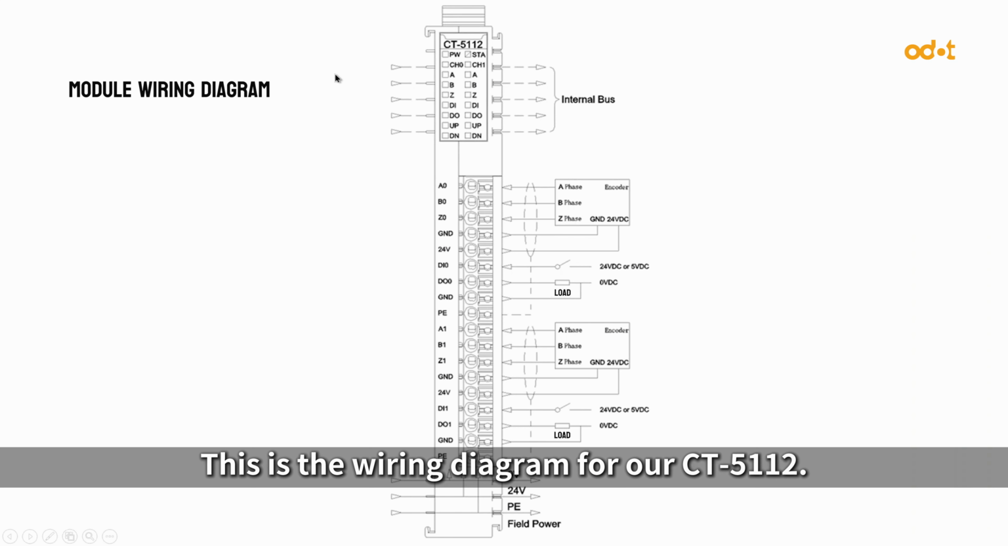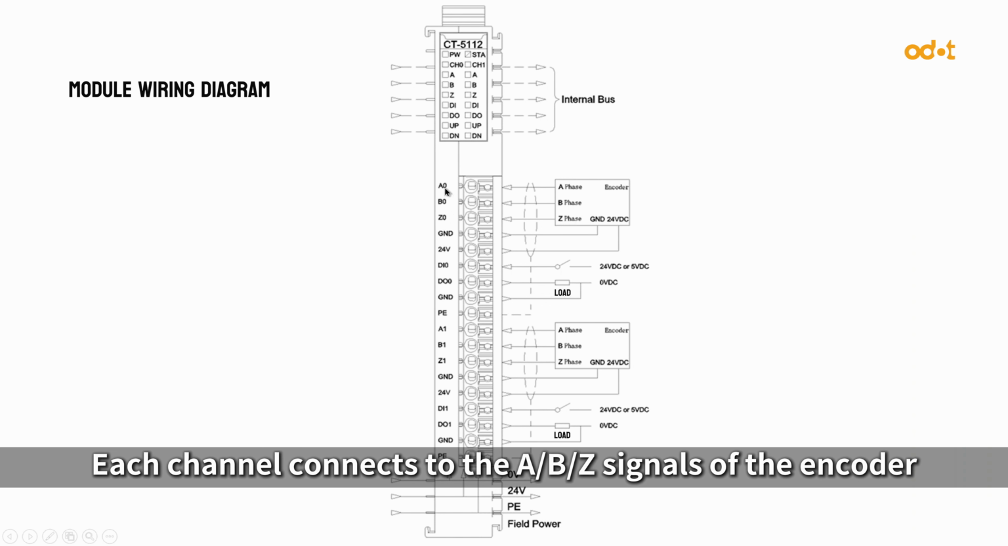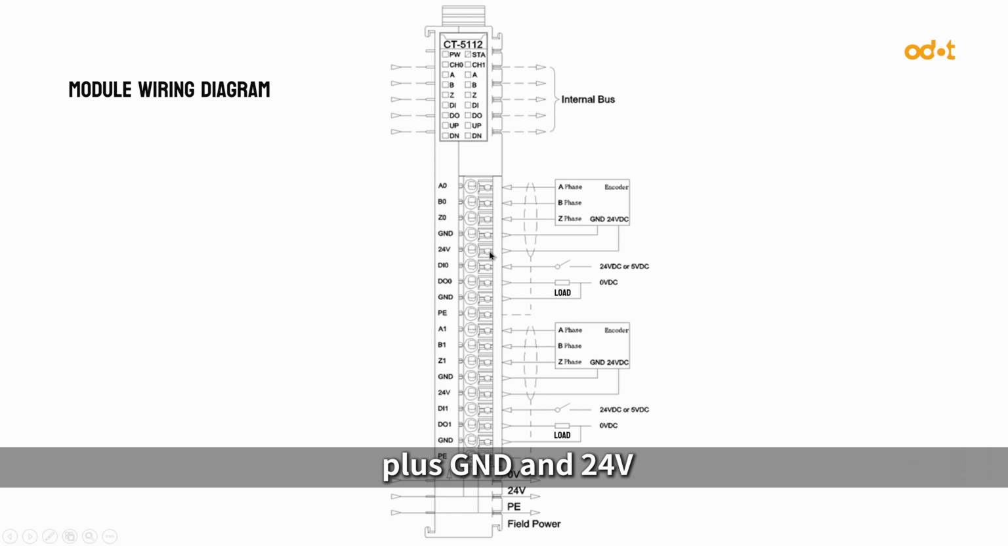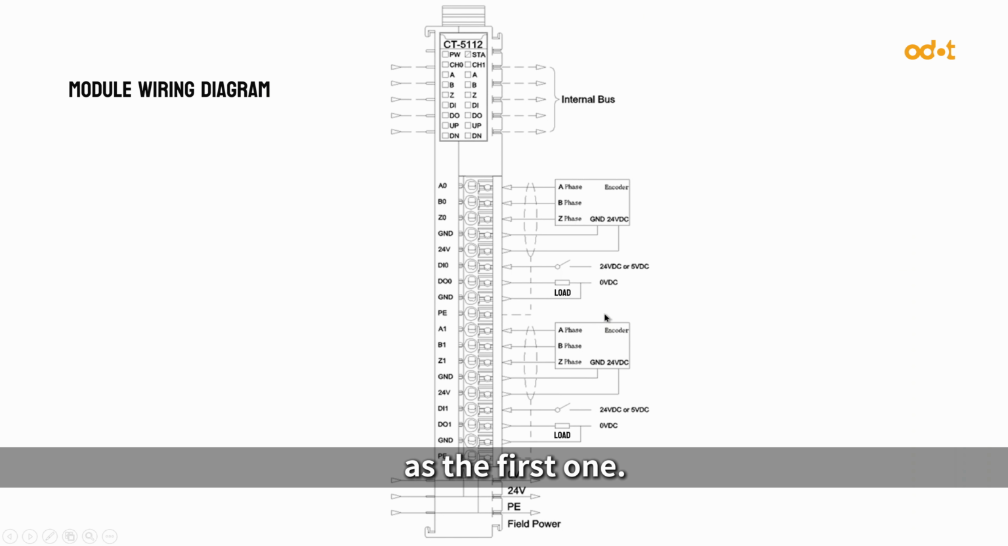This is the wiring diagram for our CT-5112. It's a 2-channel encoder input. The top one is for one channel, and the bottom one is for the other. Each channel connects to the A, B/Z signals of the encoder, plus G and D, and 24V. At the bottom, there's one DI input and one DO output. The second channel has the exact same wiring as the first one.